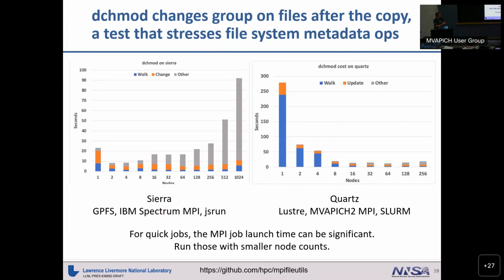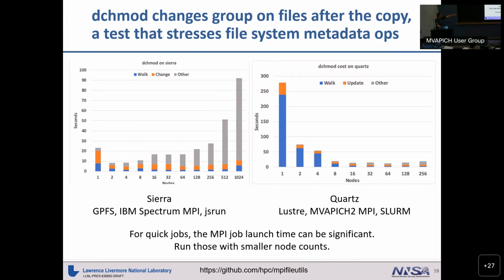Here's the dchmod. I actually ran this on 2 clusters. So on the left is Sierra. This is our Coral 1 system with GPFS, IBM Spectrum MPI, and jsrun as a launcher. And then on the right is Quartz. And this is using Lustre as a file system, and mpiFileUtils and Slurm. And you can see these different trends going on. Some of this is because Lustre is slower on the right side, so you're starting from a higher point and it scales out better. But it seems like with jsrun the launch cost is also higher, so you really suffer quicker from that, right?